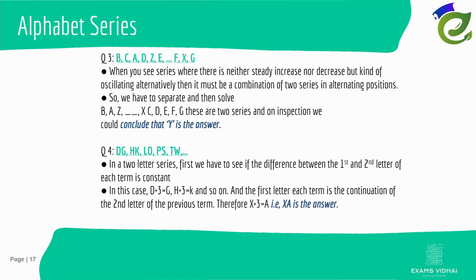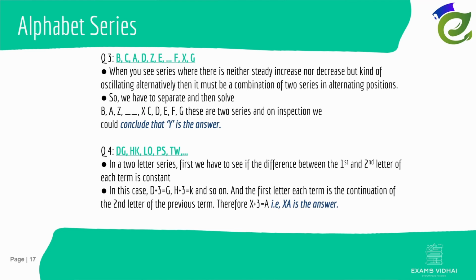Now in question 3 we are given with B, C, A, D, Z, E, blank, F, X, G. Here we see a series where there is neither steady increase nor decrease but kind of oscillating alternatively. Then it must be a combination of two series in alternating positions. So we have to separate and then solve. Let's separate them. In one series we have B, A, Z, blank, and in the other series we have C, D, E, F, G. These are two series and on inspection we could conclude that Y is the answer.